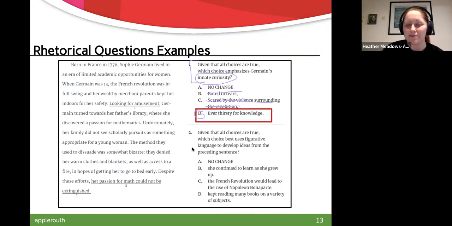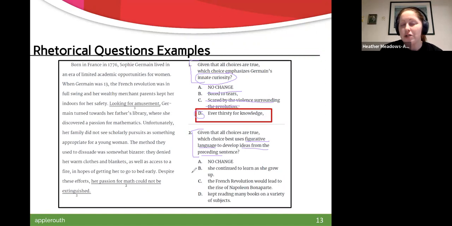Okay, so look at the next one. Given that all choices are true, which choice best uses figurative language to develop ideas in the preceding sentence? Figurative language, I'm sure you guys have heard a lot about in school. Metaphor, simile, et cetera. There's tons of them. So let's look and see what we have. Ideas in the preceding sentence is also important. Her passion for math could not be extinguished. That's figurative. We'll keep that so far.